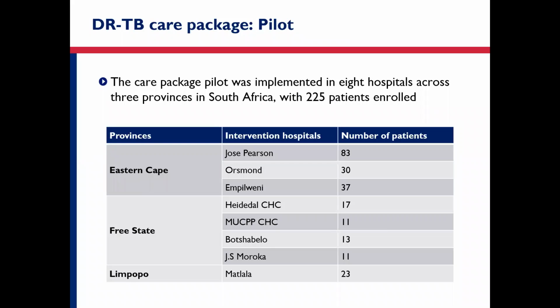In South Africa, the supportive care package was piloted and implemented in 3 provinces, the Eastern Cape, Free State, and Limpopo. 225 patients were enrolled in the pilot. And as you can see, this is a breakdown of the facilities where the pilot was implemented, as well as the number of patients that were receiving the supportive care package in these specific facilities.